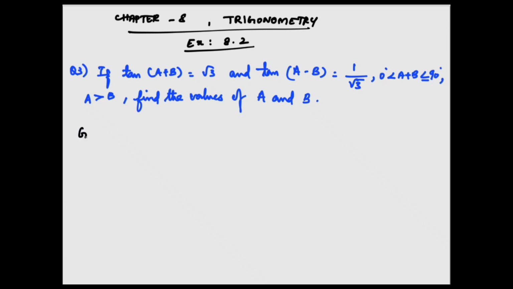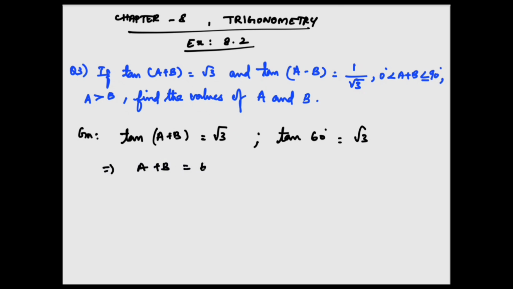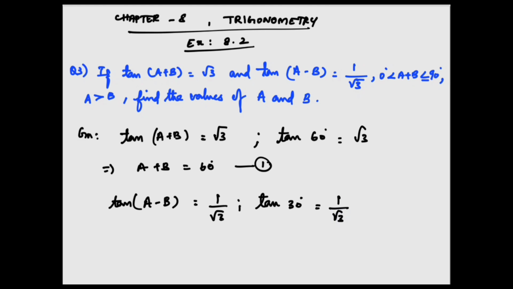It is given that tan(A + B) is equal to root 3. We know tan 60 is equal to root 3, which gives us A + B is equal to 60. Let this be equation 1. It is also given that tan(A - B) is equal to 1 by root 3. We also know that tan 30 is 1 by root 3, which gives us A - B is equal to 30 degree. Let this be equation 2.